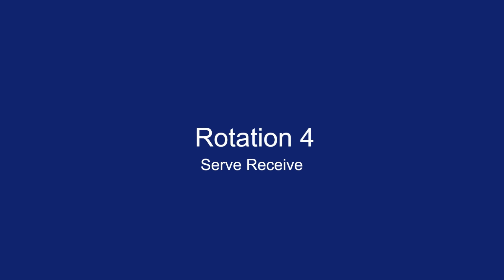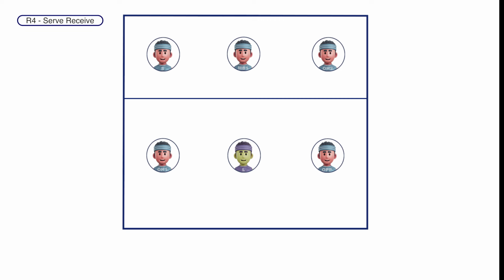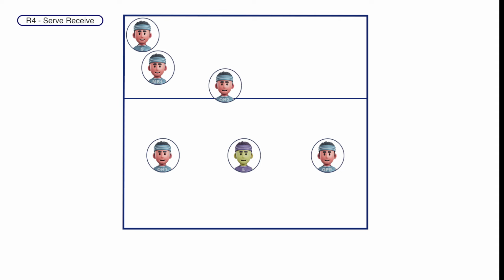Rotation 4 serve-receive. When the opponent wins the point and it is their turn to serve, we will go to regular rotation and then set up for serve-receive. Here, the setter will go to top left and middle blocker 1, and outside hitter 2 will go back to the setter, whereas outside hitter 1, libero and opposite hitter will stay in the back row.